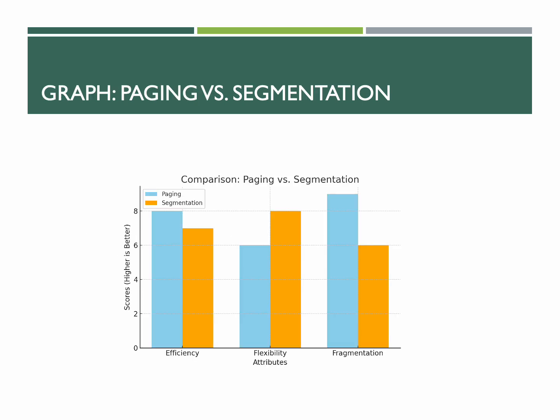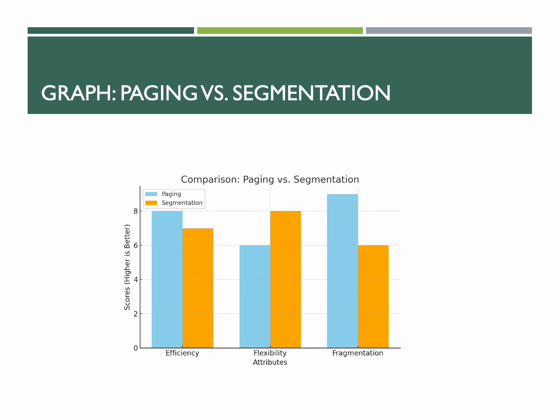Now here is a graph showing the comparison of paging and segmentation, which evaluates their performance based on three key attributes: efficiency, flexibility, and fragmentation. If we talk about efficiency, paging, represented by the blue bar, scores higher in efficiency. This is because paging eliminates external fragmentation by dividing memory into fixed size pages, making allocation straightforward and efficient.